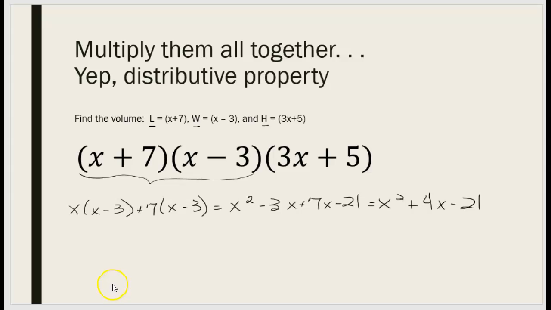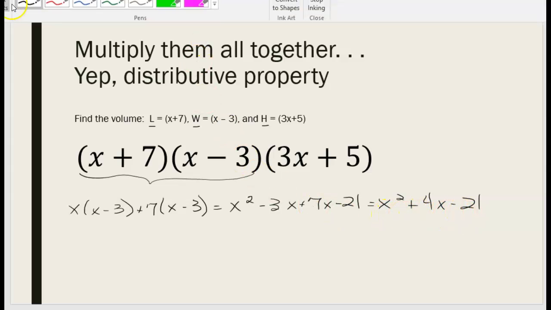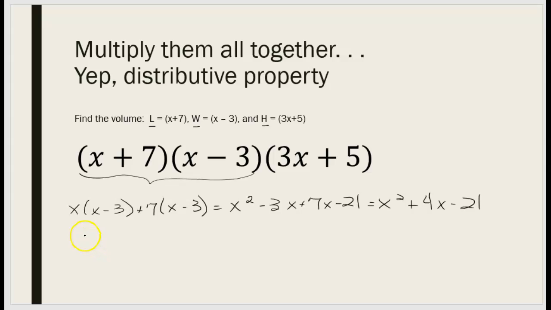Okay, so we're going to do this one in a couple of parts. So hopefully you had a chance to multiply those first 2 together. When I multiplied them together, I told you I tend to go with the distributive property. It's just a good dependable method no matter what the scenario. So I got x squared plus 4x minus 21. Now that's not our final answer though. All that is the x plus 7 times x minus 3, just those first 2.